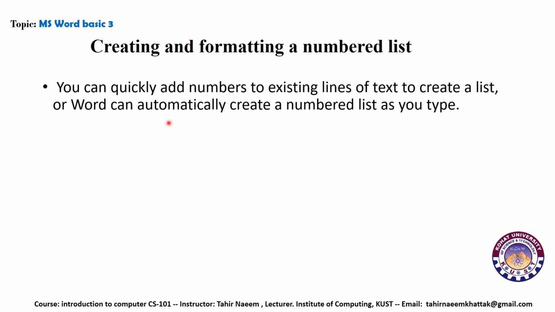Creating and formatting a numbered list. You can quickly add numbers to an existing list of text, or Word can automatically create a numbered list as you type. So let's suppose here I give number 1, then I click Enter, and here automatically a 2 will appear. Whenever we want a list with a numbering system, this is used.